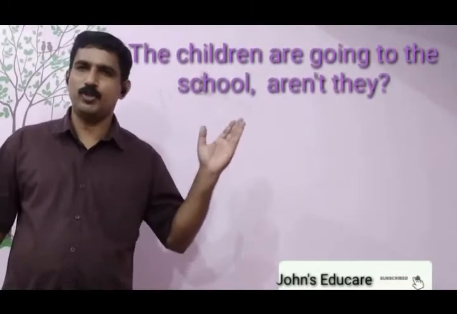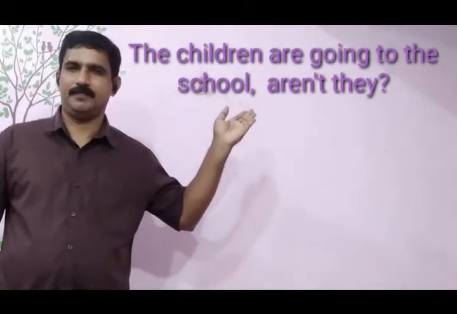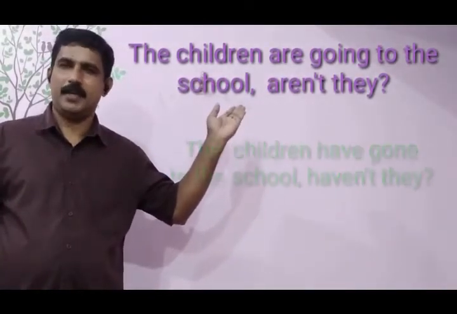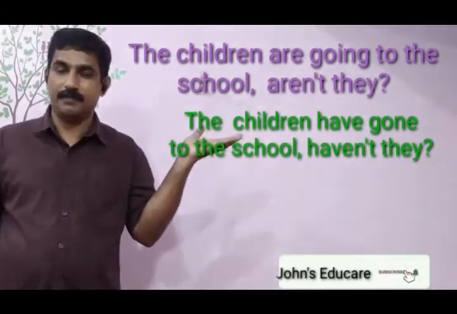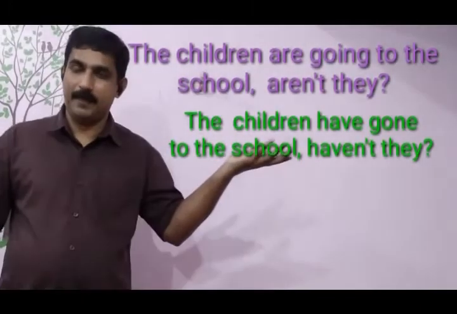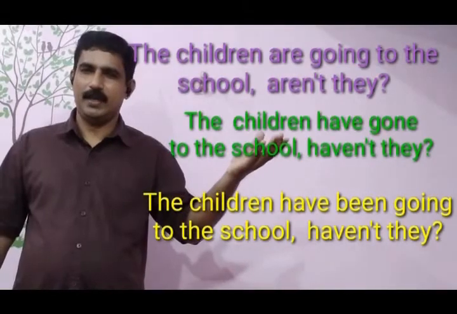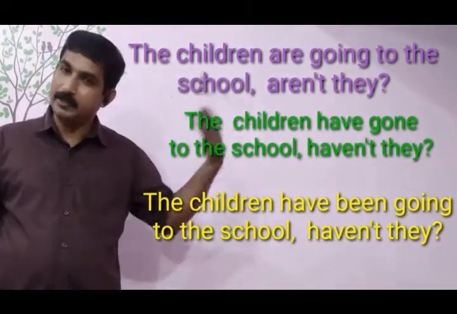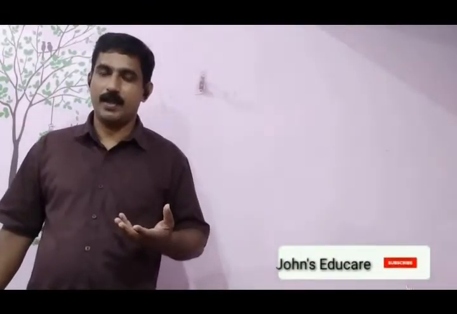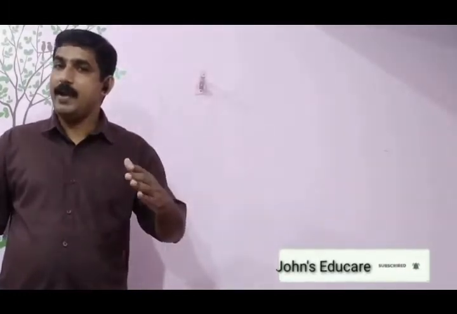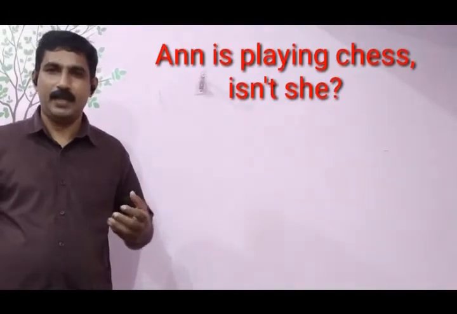The children are going to the school. What is the tag we used here? Aren't they? The children have gone to the school. What is the tag used here? Haven't they? The children have been going to the school. What's the tag again? Haven't they? Let us think about other sentences too. Anne is playing chess. What is the tag used here? Isn't she?